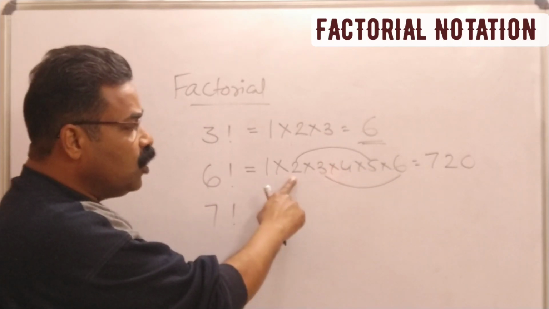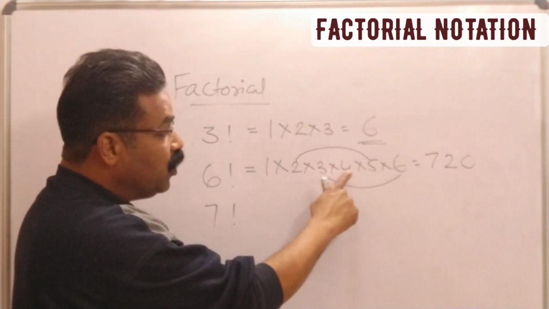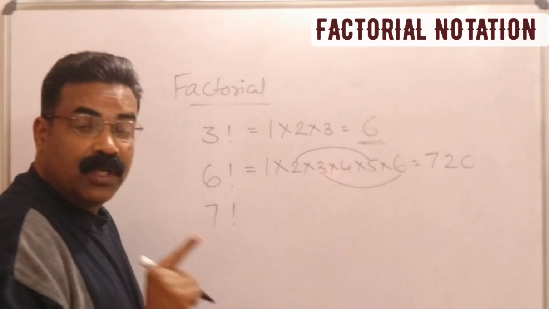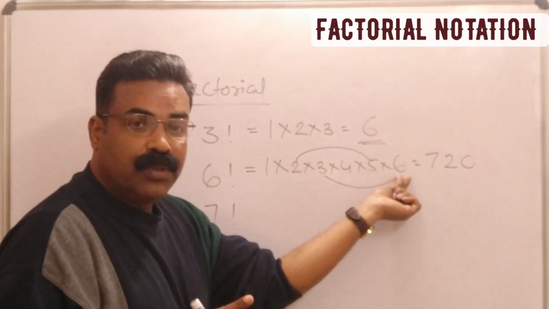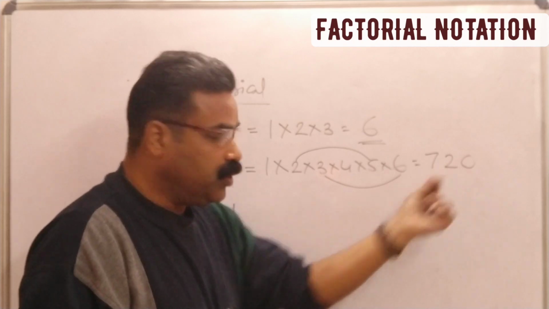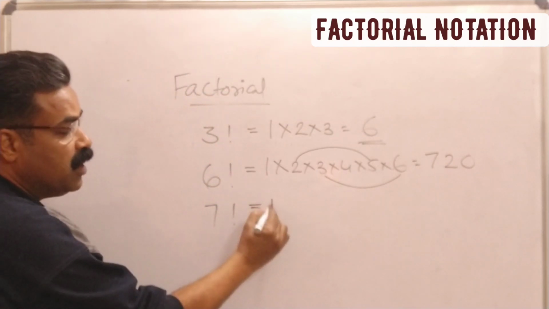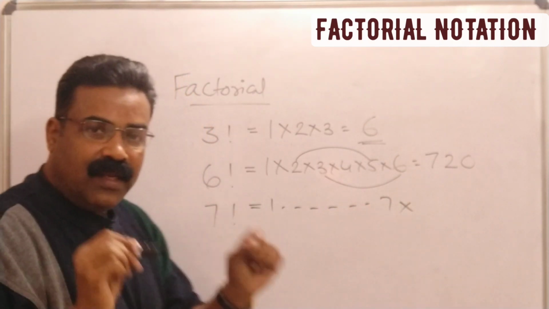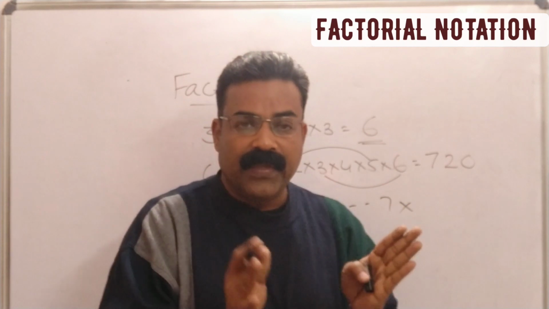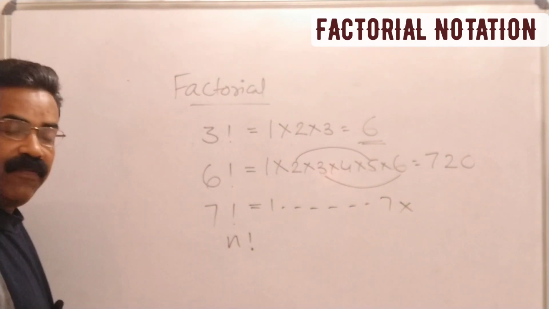Let us check it. 1 into 2 is 2, 2 into 3 is 6, 6 into 4 is 24, 24 into 5 is 120, 120 into 6 is 720. Similarly, now you understand what 7 factorial is: from 1 to 7 you have to multiply all numbers. So generally we come to a formula. Let us take n factorial.